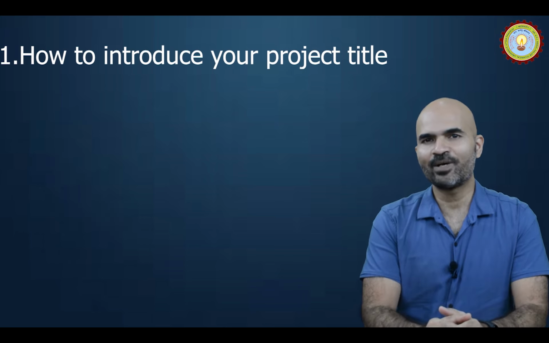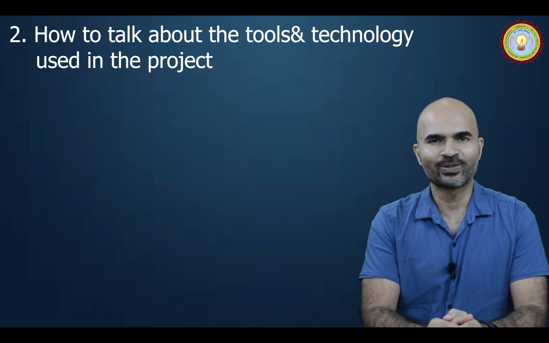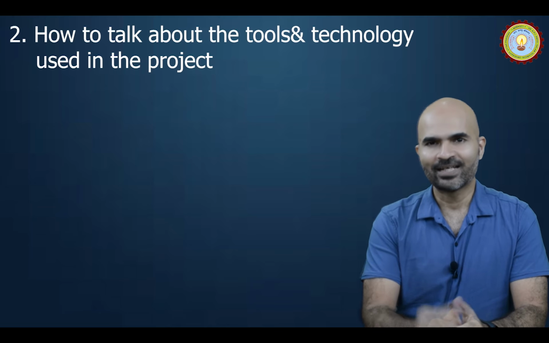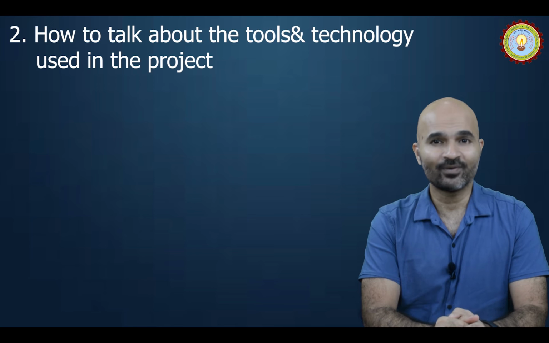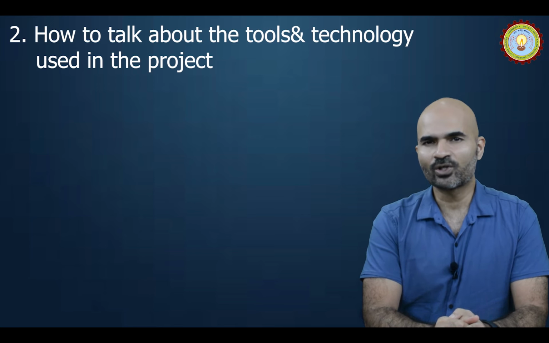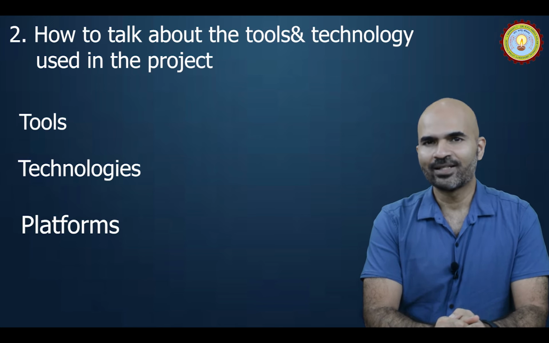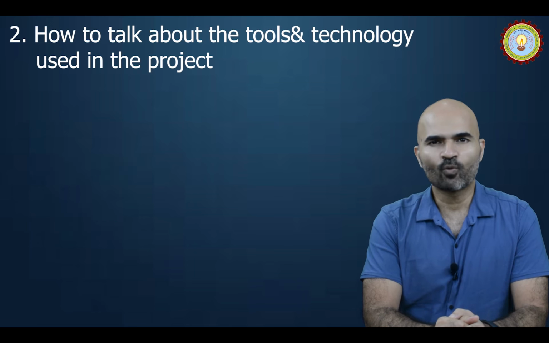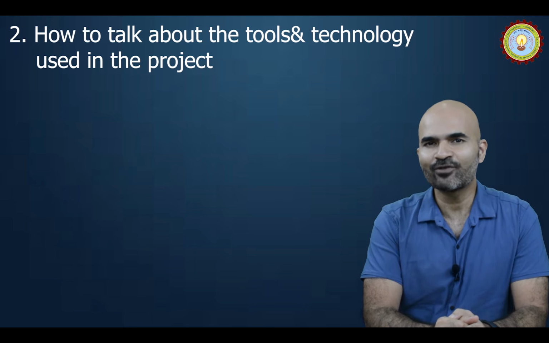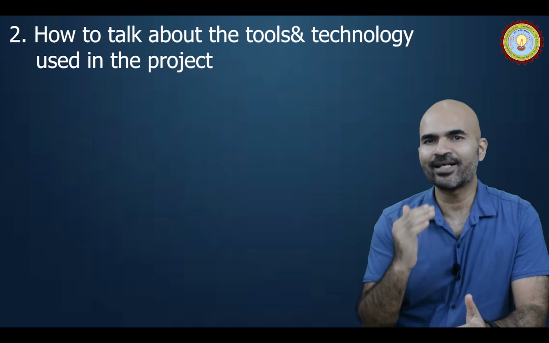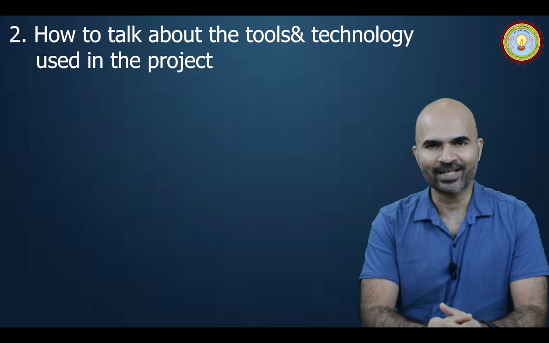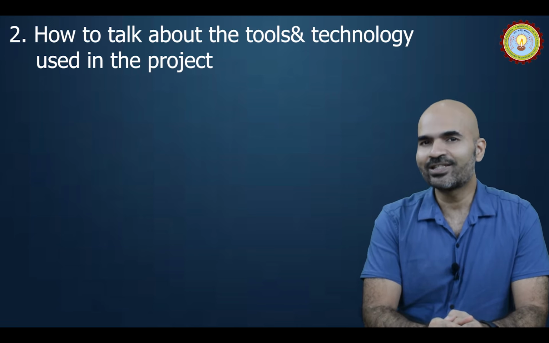The next aspect is how to talk about the tools and technology that were used in the project. This is also a very essential aspect when explaining a project. When you talk about tools, technologies and platforms that were used to build the project, mention why you chose those. This will help the interviewer know that you have a good understanding of the functioning of the technical aspects, and it will create a positive impression.